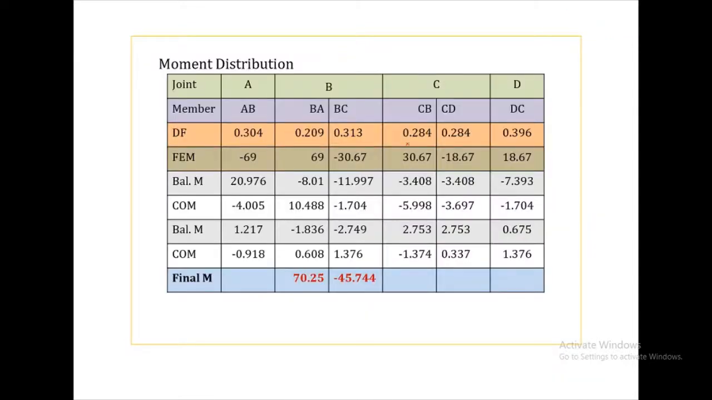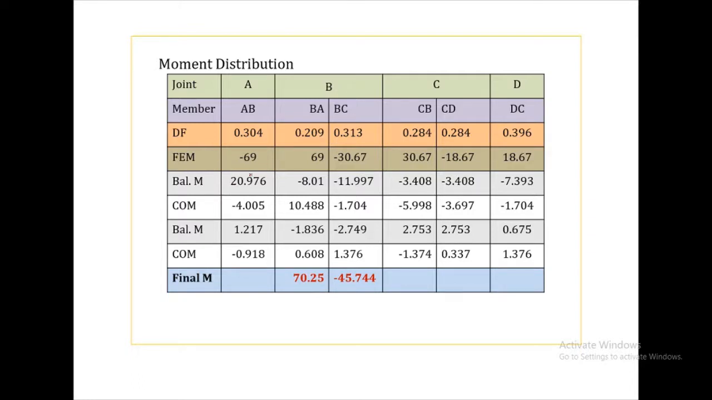And then the next step is to draw the moment distribution table and calculate the final moment. So, we have joints A, B, C, D. Members AB, BA, BC, CB and DC, and the distribution factors of these members are also given and also the fixed end moment. Then the first step is to balance the moment.